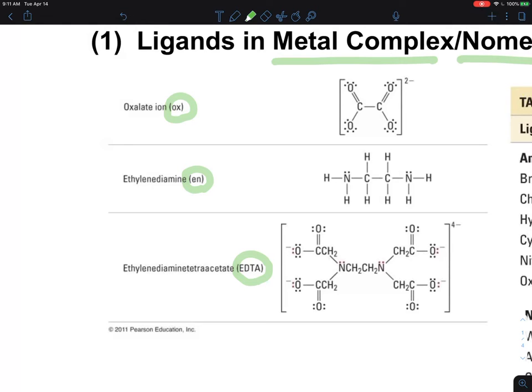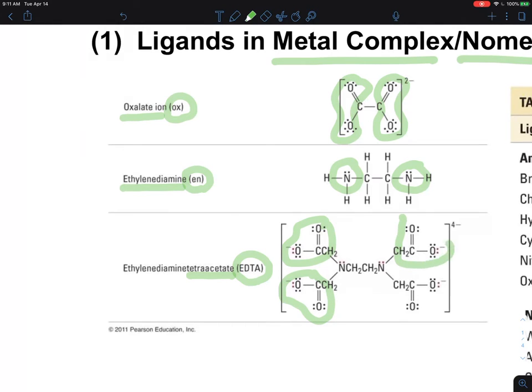complexes. And oxalate ion comes from the oxalic acid. Ethylene diamine has two amines, and this one is a tetraacetate. Okay, so I'm highlighting those. These are the ones that have the lone pairs. Right. So these are the lone pairs, and the metal is usually in the center of the metal complexes. They are usually positive charges.